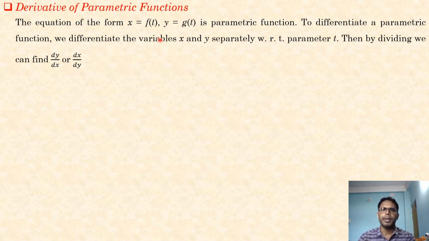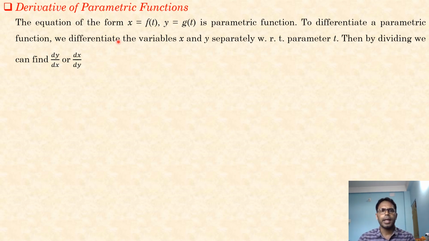So to differentiate a parametric equation, actually I am writing here. To differentiate a parametric equation, we differentiate the variables x and y separately. That means you are to find dx in terms of t, so dx/dt, and from this equation you are to find dy/dt. So from these two equations you find dx/dt and dy/dt, and after finding that, just divide one by another to get dy/dx or to get dx/dy. But in general, we have to find dy/dx. In your exam it may also ask for dx/dy.